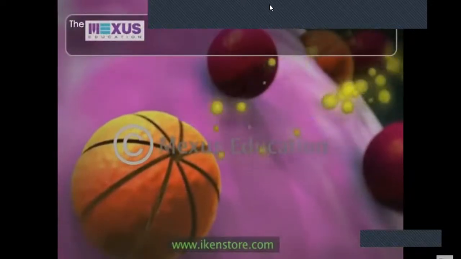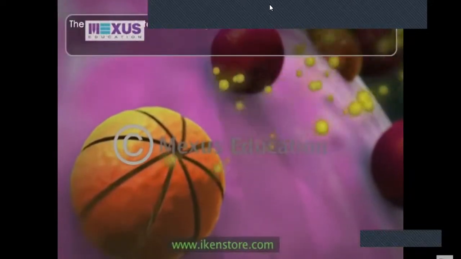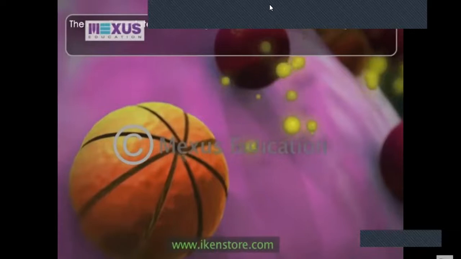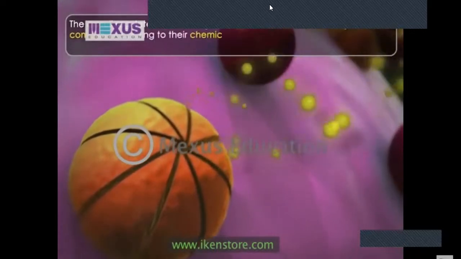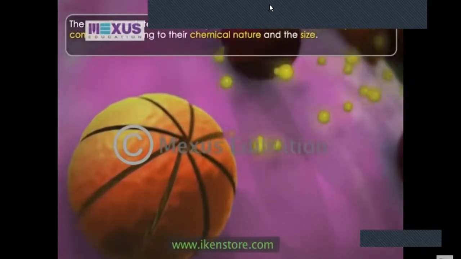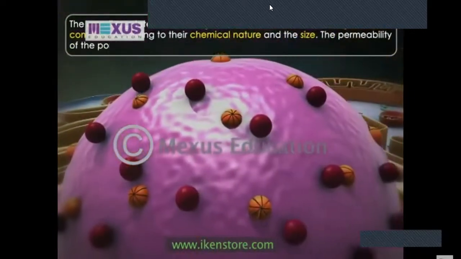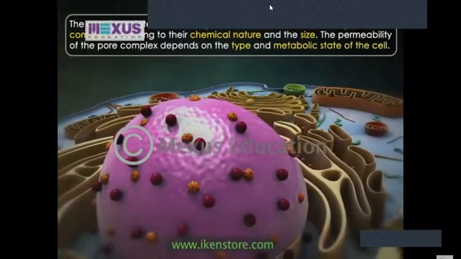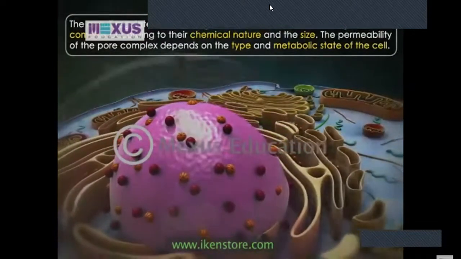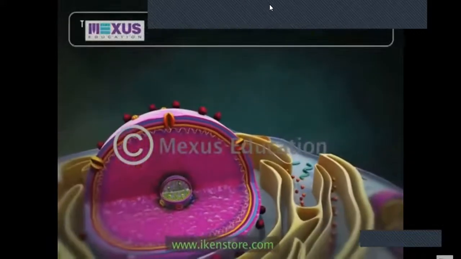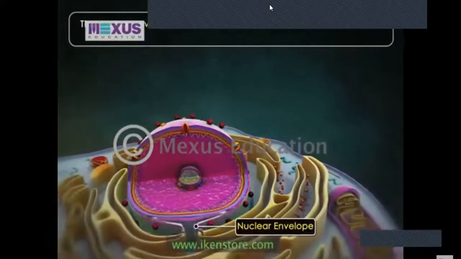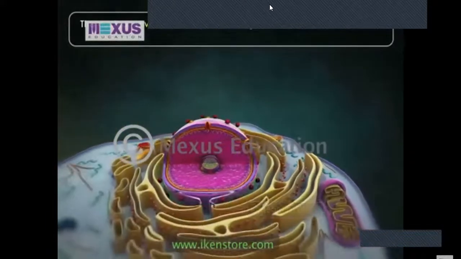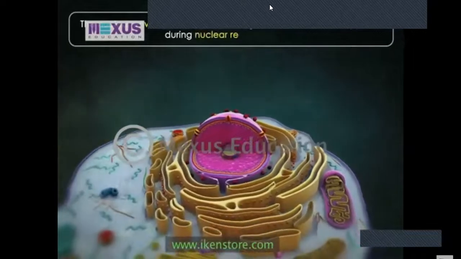The annuli regulate the exchange of macromolecules through the pore complex according to their chemical nature and size. The permeability of the pore complex depends on the type and metabolic state of the cell. The nuclear envelope disappears during cell division and reappears during nuclear reorganization.